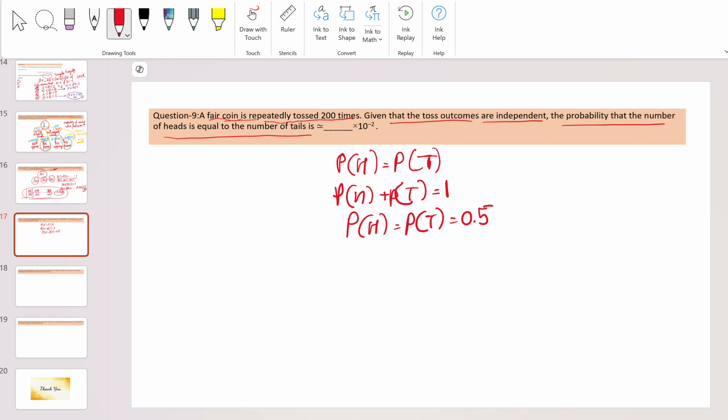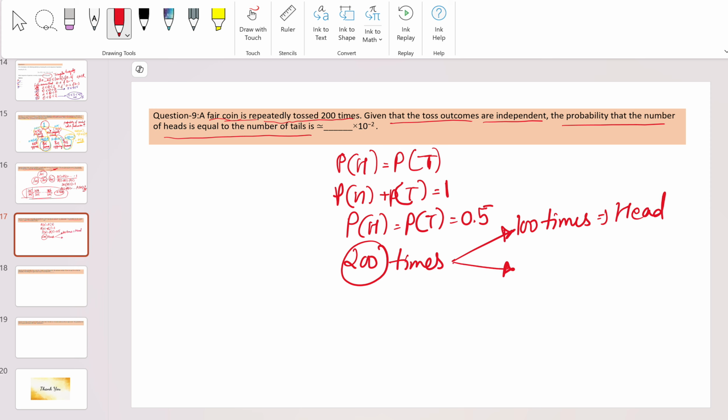Okay. So out of 200 tosses, in an equally likely system, 100 times it will come up head. At which toss you don't know, but there will be 100 heads, and there will be 100 tails. Okay. So that is equal.